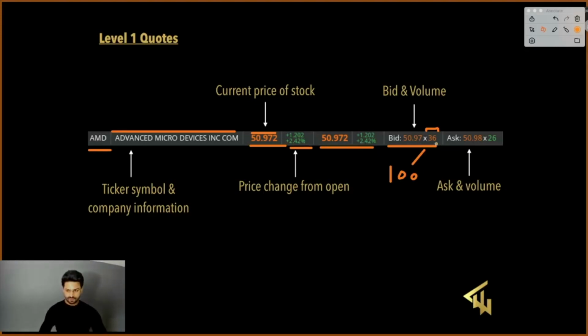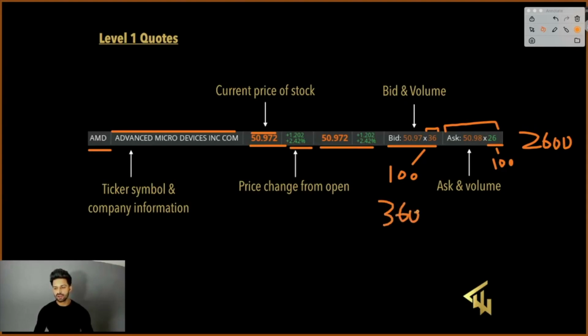Now on the next screen we have the ask, which is the sellers. In this case we have someone trying to sell AMD at $50.98, and the volume is 26, again times 100. That means there are 2,600 shares that someone is trying to get rid of at $50.98, while someone is trying to get in AMD at $50.97 of 3,600 shares.